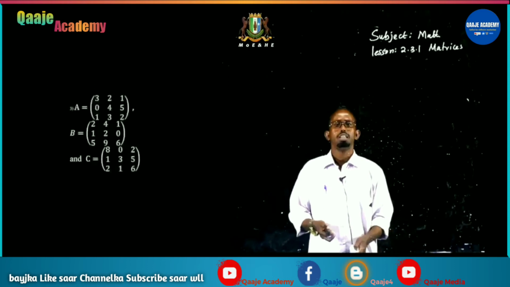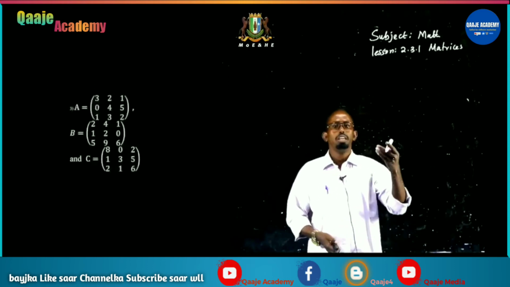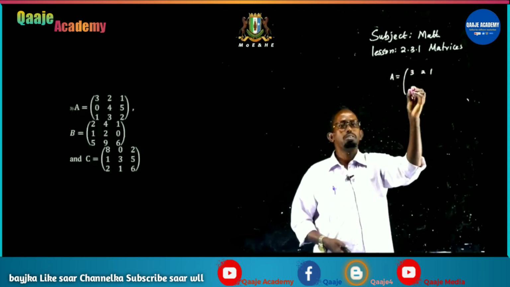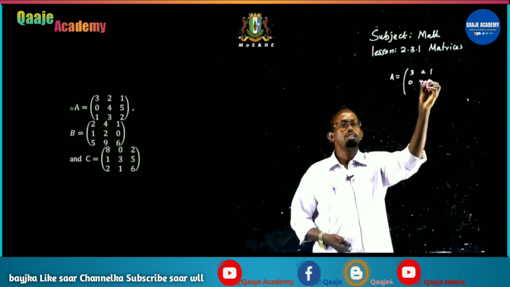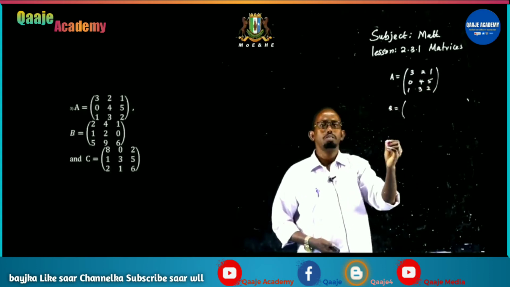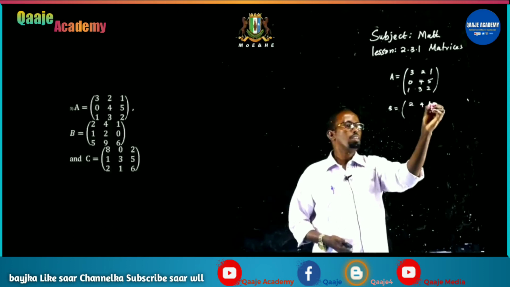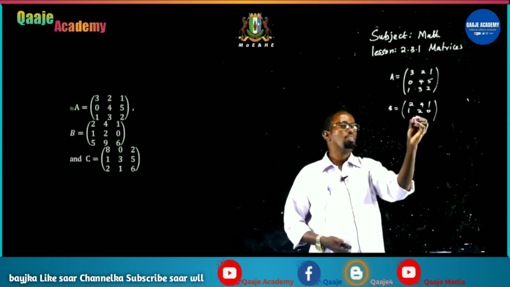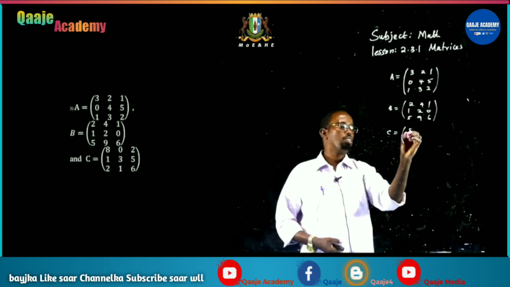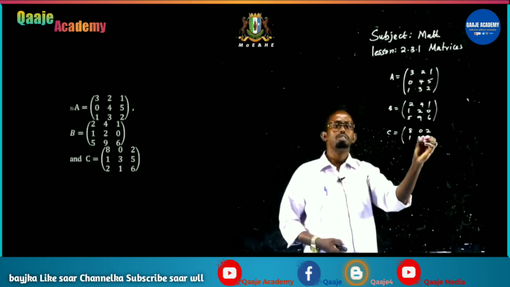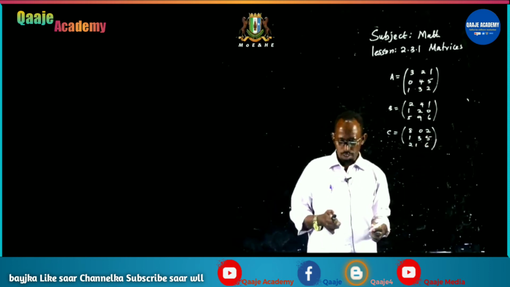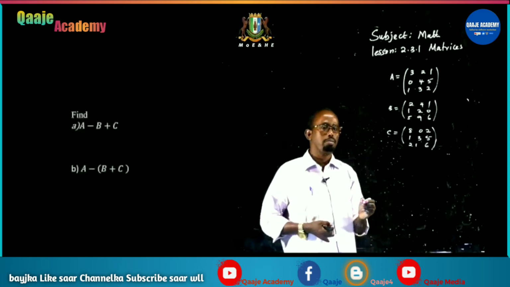Okay, the next one. We have A: 3, 2, 1, 0, 4, 5, 1, 3, 2. B: 2, 4, 1, 1, 2, 0, 5, 9, 6. C: 8, 0, 2, 1, 3, 5, 2, 1, 6. Then you are asked to find A minus B plus C.